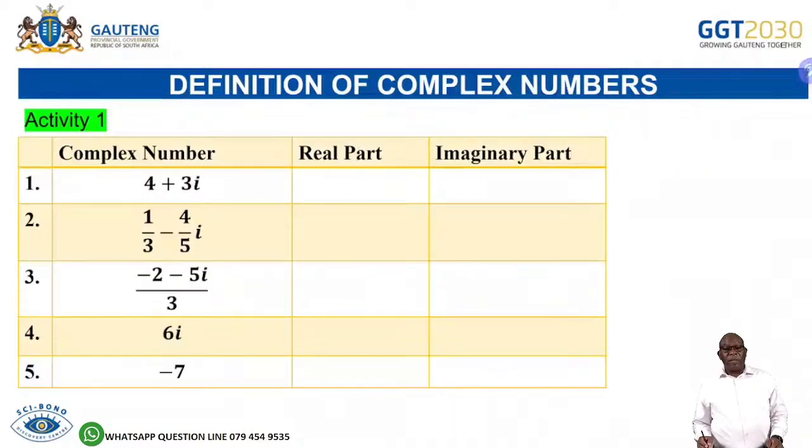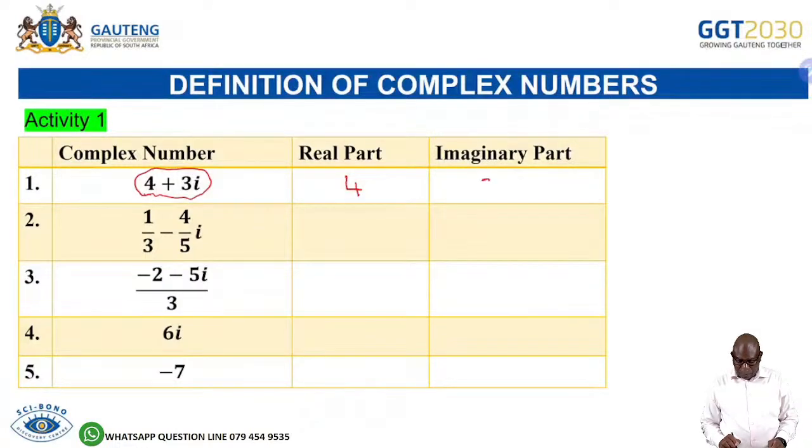A quick activity on this one. We have got complex numbers given there, and we need to identify which one is the real part and which one is the imaginary part, and we put them there. Nice activity. So in this first one we have got 4 plus 3i. I must know which one is the real part and which one is the imaginary part. The real part will be 4. And which part will be the imaginary part? The imaginary part will be a positive 3i. So we have a 4 which is positive and the 3i which is also positive.